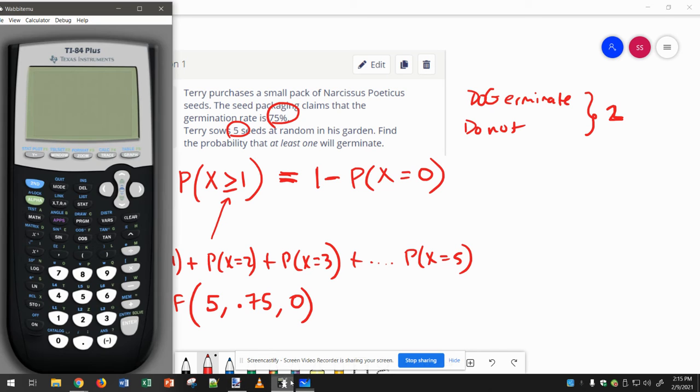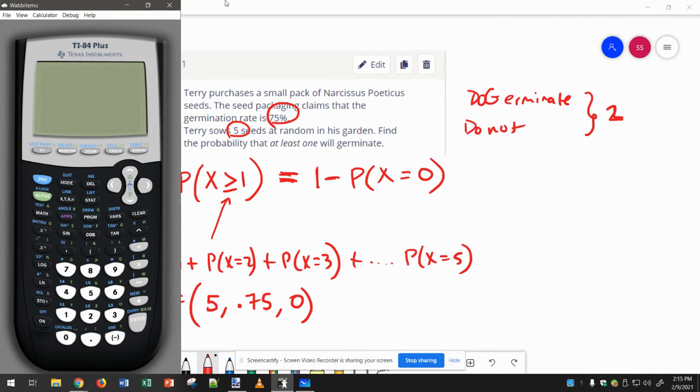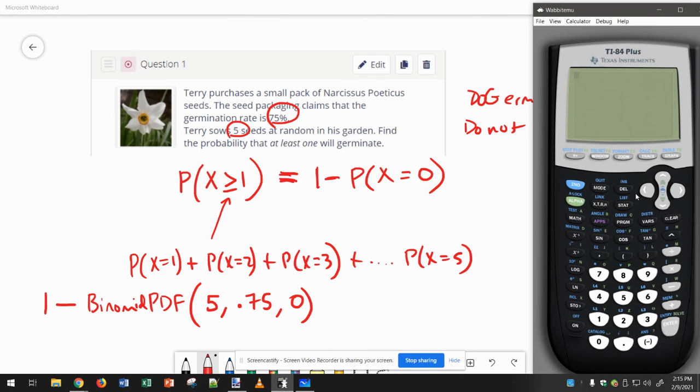So let me get my calculator here. So we want to do second distributions. Binomial is easier if you go all the way down. And we want the PDF because we're going to do exactly 0. So 5 for the number of trials, 0.75 for the probability, 0 for the x value, and then I just want to do 1 minus that.